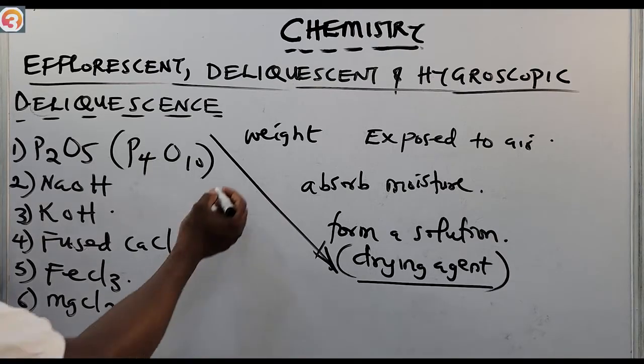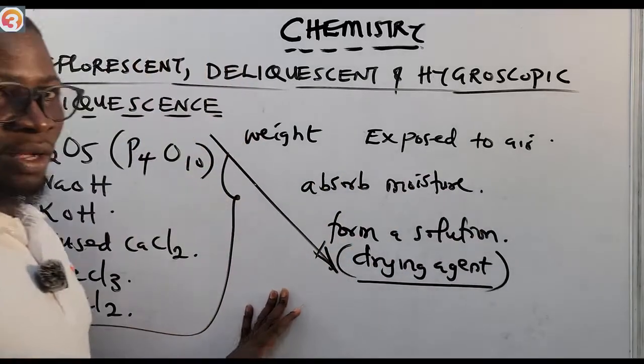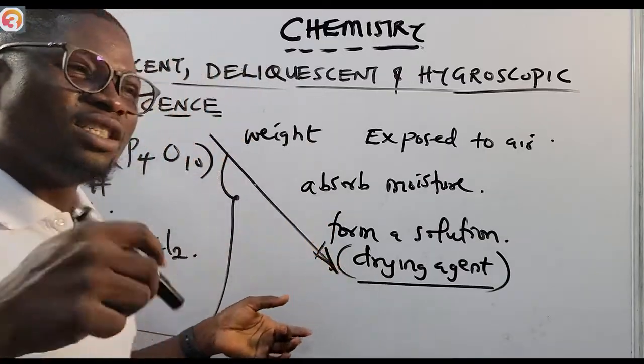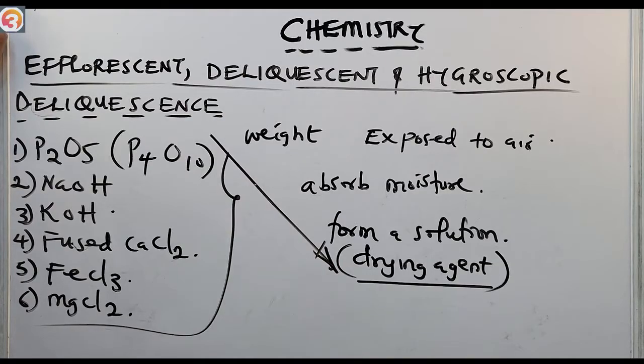All these are examples of deliquescent substances. We say that they increase in weight when they are exposed to air. This is because they absorb moisture from the atmosphere and dissolve in such moisture to form a solution. Those are deliquescent substances.